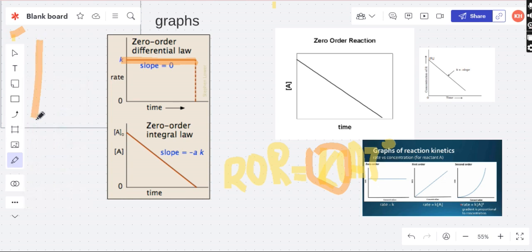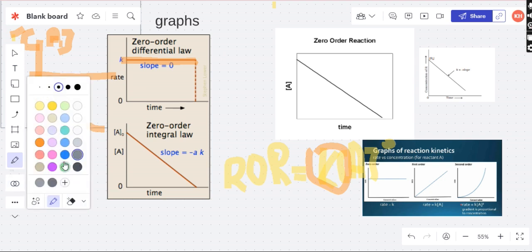So this graph is something like this. Here we write time. Here we write concentration. Since I've not got any space, I'm writing something like this. And when you draw the graph, it's something like this, parallel to the time axis. This is all not dependent upon the A naught. It is not dependent upon the concentration. So again we get a straight line graph.